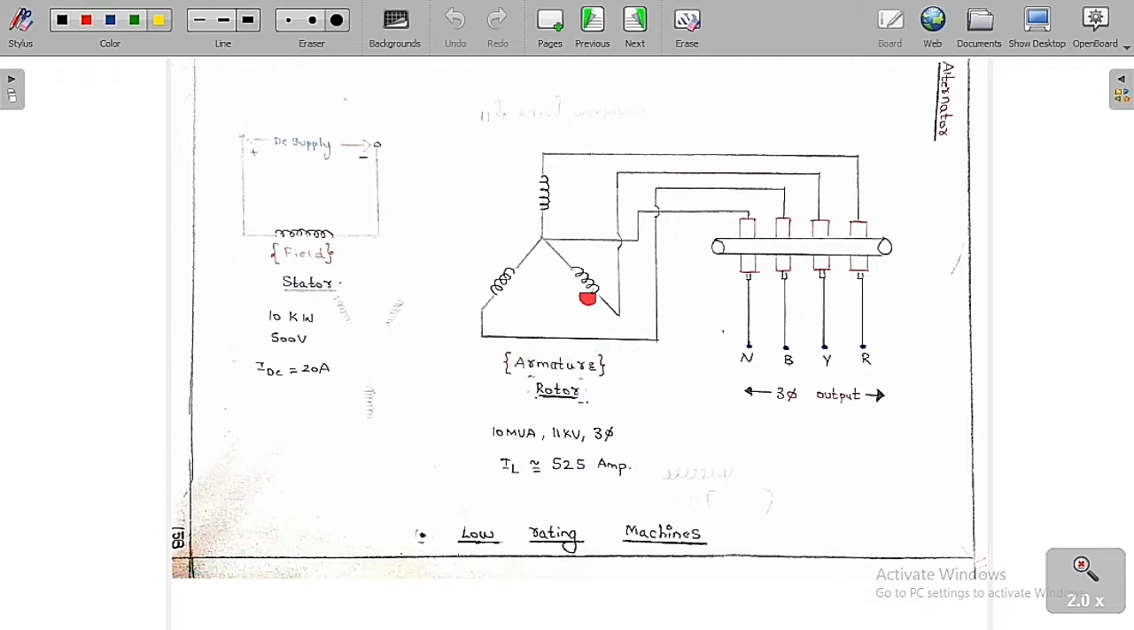I have already told you the armature winding is always kept on the rotor. So I have made the armature winding in a star connection with the neutral. So neutral is also available. So outside we are going to get four terminals, A, B, C and a neutral. The stator is going to produce the magnetic field, and as we move the shaft, the shaft contains these armature conductors. Whenever the armature conductors cut the magnetic field, a current is produced. So we have to collect this current as the armature is rotating.